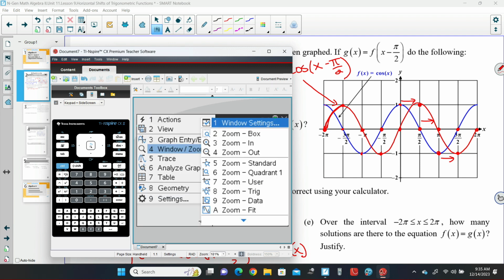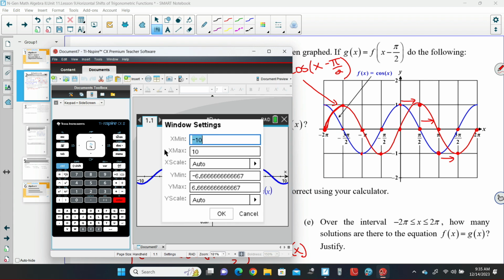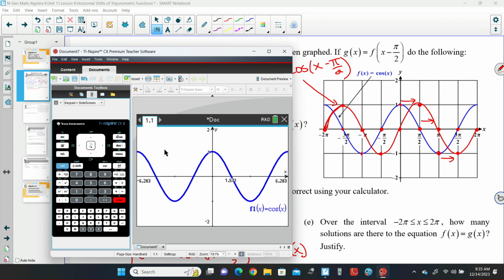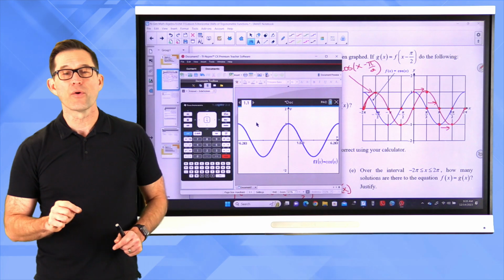So I'm going to go into my window zoom and into my window settings. I'm going to make my x-axis go from -2 pi to 2 pi. But I also want to scale the x-axis. That's really critical in what we're going to be doing in the next few lessons. So I'm going to make that go by pi over 2. My y-axis, I just want that to go from -2 to 2, and I want it to go by 1 units. All right, enter. And there's my beautiful cosine graph.